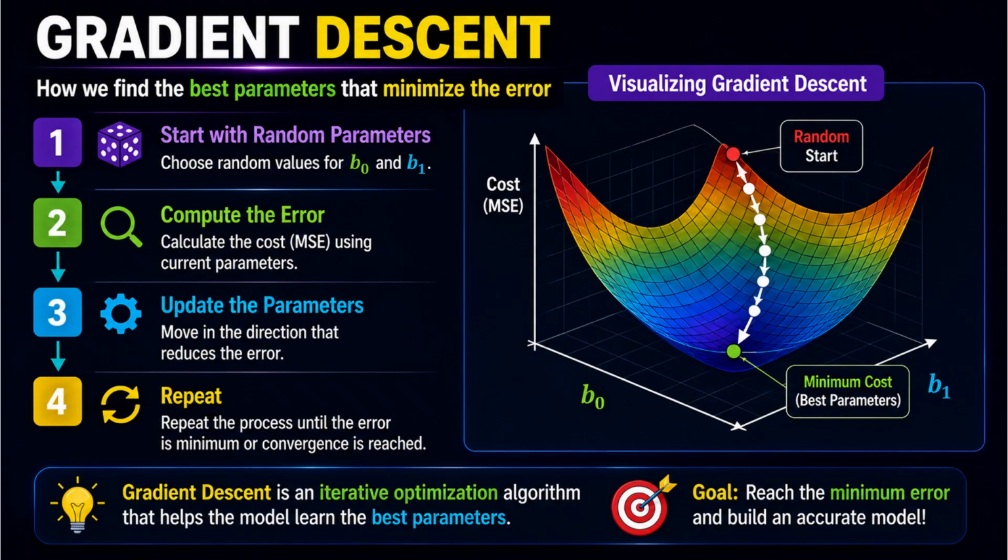Now gradient descent is a method to find the best parameters that minimize the error. So you start with random parameters, that is, choose random values for the intercept b0 and the slope b1. So here we have chosen a random start. Then at the red dot, compute the error, calculate the error using current parameters, update the parameters, change the values of the parameters, and move in the direction that reduces the error. So you repeat this till you have got a minimum error. So this is gradient descent.